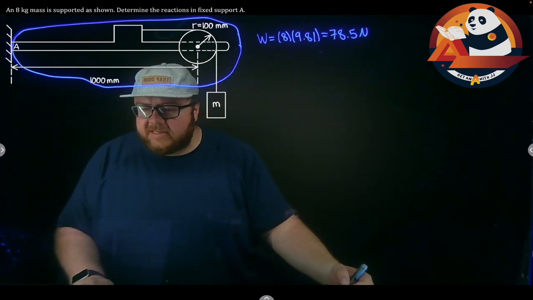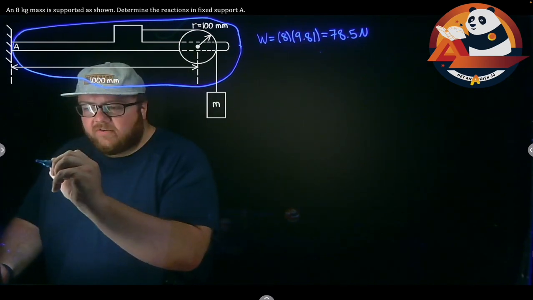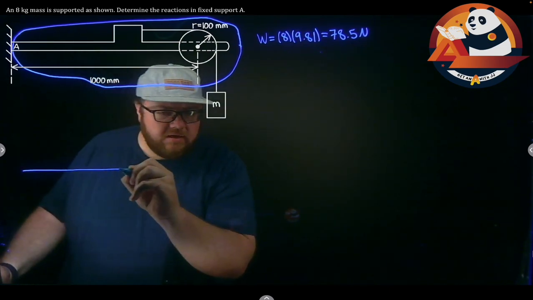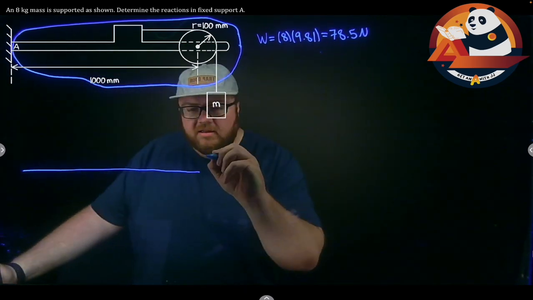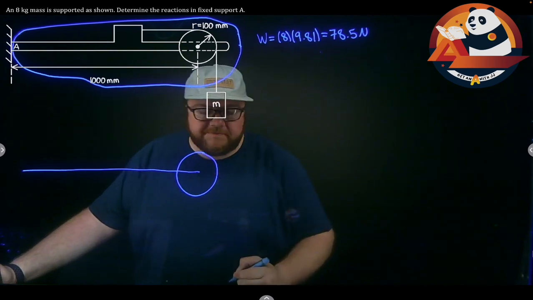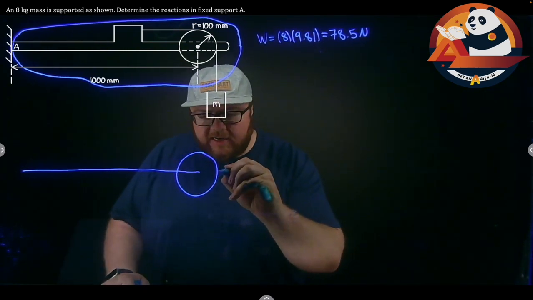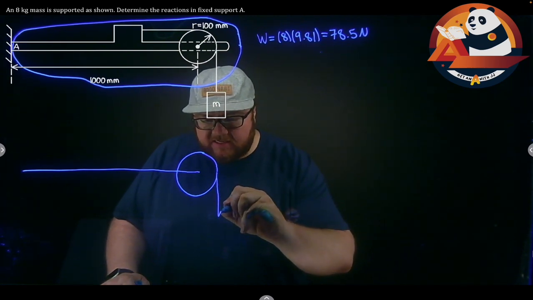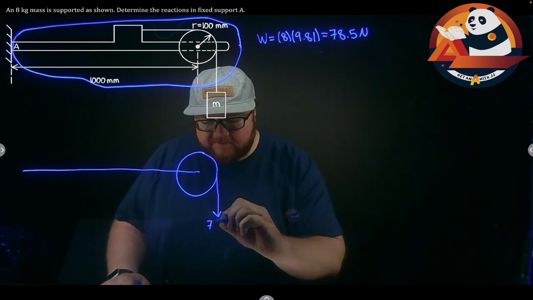From there, let's go ahead and come down below on this. So in my free body diagram, I'm going to start over here and just draw straight to the end of my beam. I know, let's go ahead and draw in that pulley that we have. I know at the end of the pulley, I have a weight hanging off of that. So I can show my tension going straight down, 78.5.